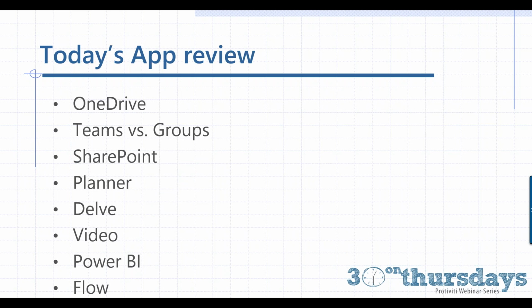So today, we'll be doing a high-level pass on all of the apps that you see here. We'll be discussing OneDrive. We'll go into a little bit of what teams are and how they differ from groups and when you might want to use each of them. What SharePoint Online is and how it's different from what we've seen SharePoint be in the past. We'll discuss Planner and how you can use that for task management, as well as Delve, which is really intended to help you have insights into your organization and the people that you're working with. We'll discuss video, which is a nice private YouTube in the cloud, if you will. As well as Power BI, which allows you to have insights into the important data, and Flow, which allows you to automate processes.